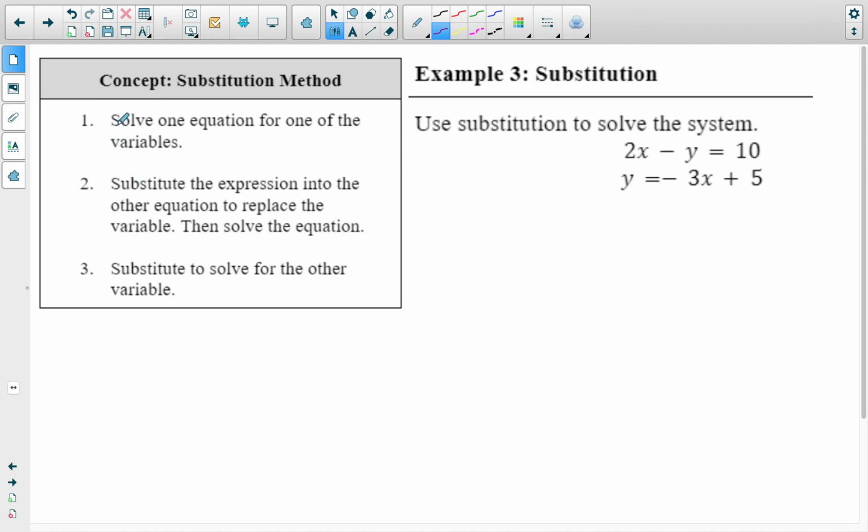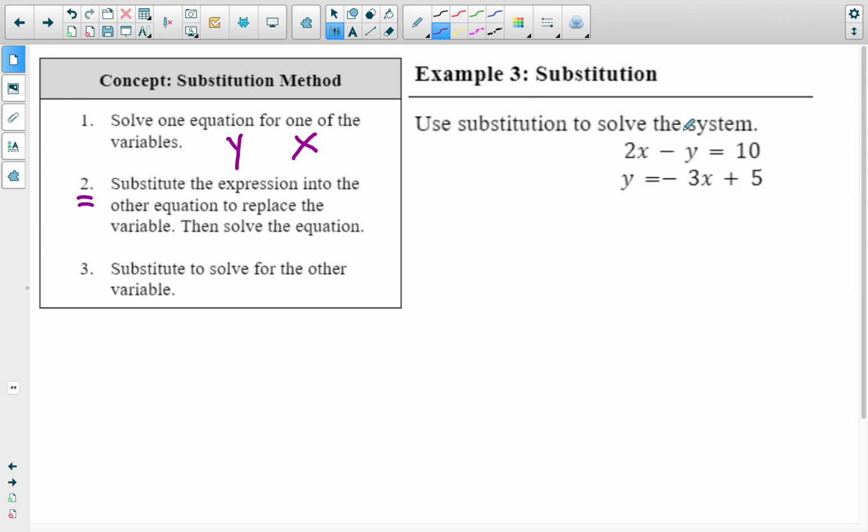Okay, the concept is step 1, we're going to solve one equation for one of the variables. Usually we like to solve for y. Sometimes we can solve for x or whatever letter. We're going to substitute the expression into the other equation to replace the variable, and then we'll solve the equation. That'll make sense once we go through an example. Step 3, we will substitute to solve for the other variable.